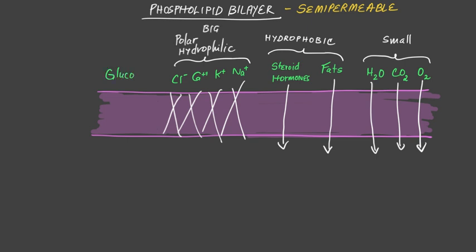The next example is glucose, which is a monomer. It cannot pass through the phospholipid bilayer because, like the ions, glucose does not satisfy both rules. It is hydrophilic and it is too big.